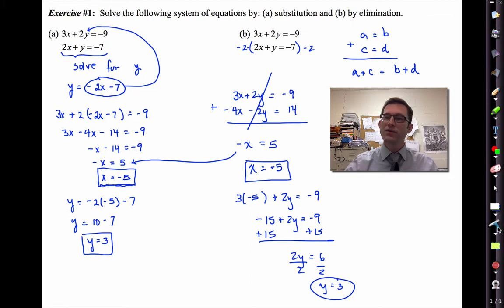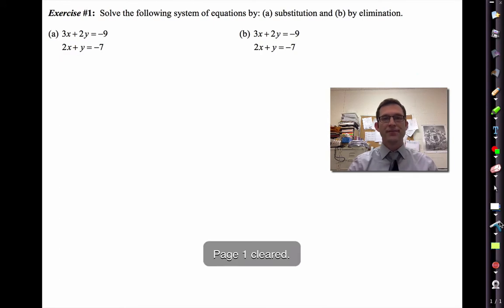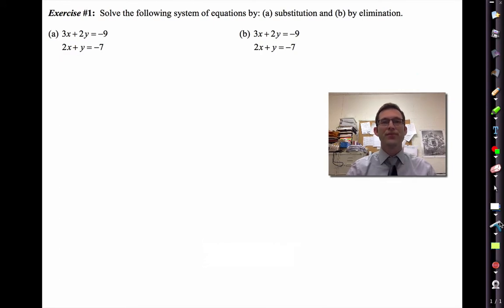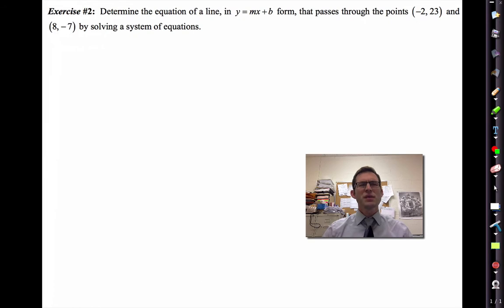Alrighty, here it goes. Excellent. Let's take a look at another problem. Exercise number 2, it says determine the equation of a line in y equals mx plus b form that passes through the points negative 2, 23, and 8, negative 7 by solving a system of equations.